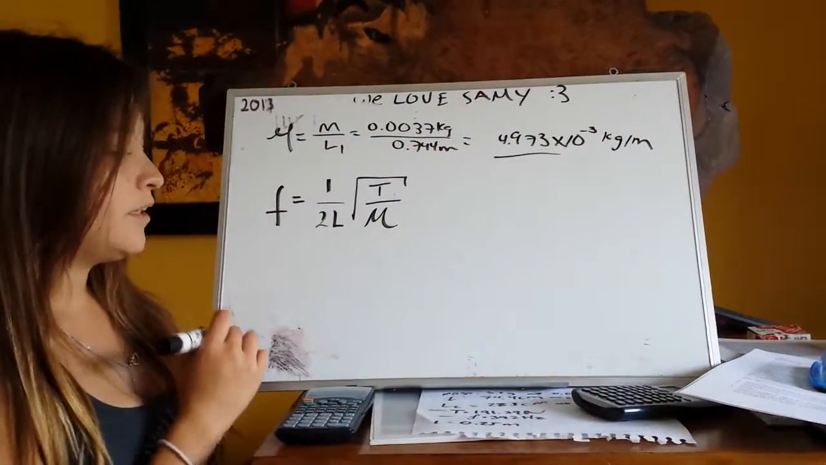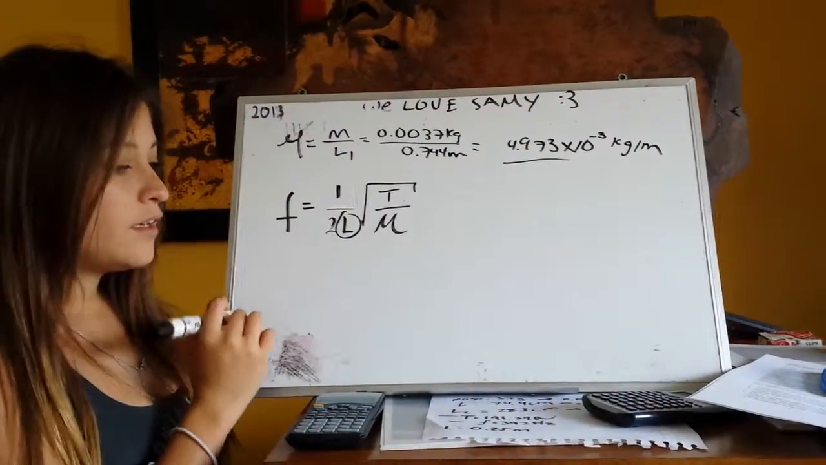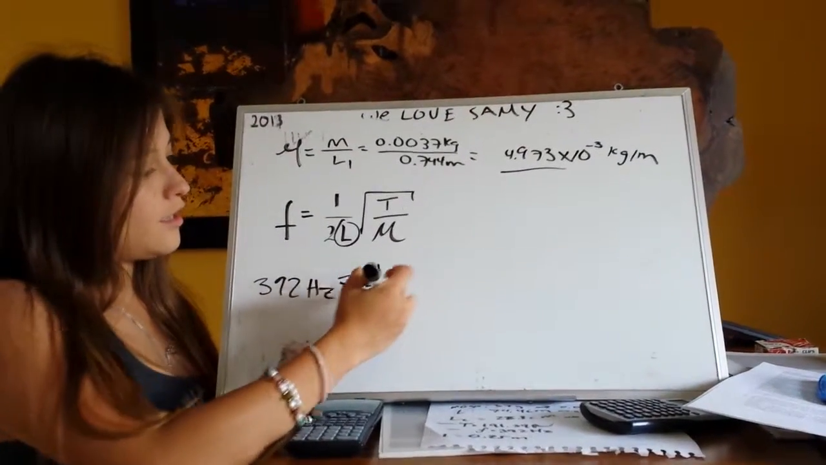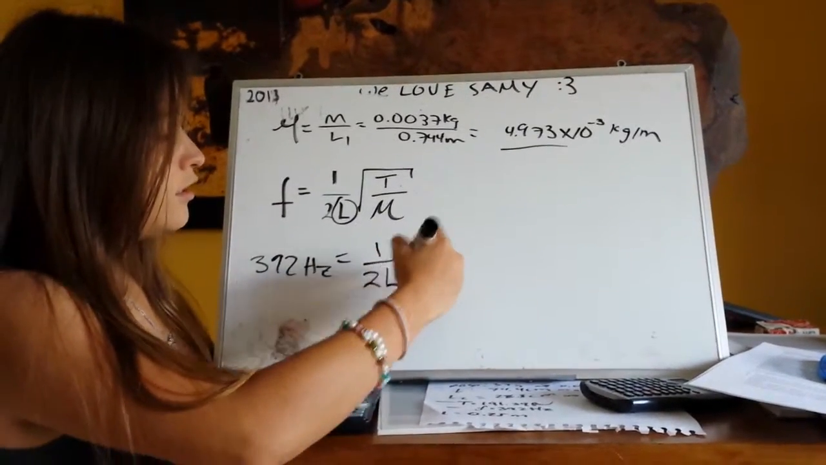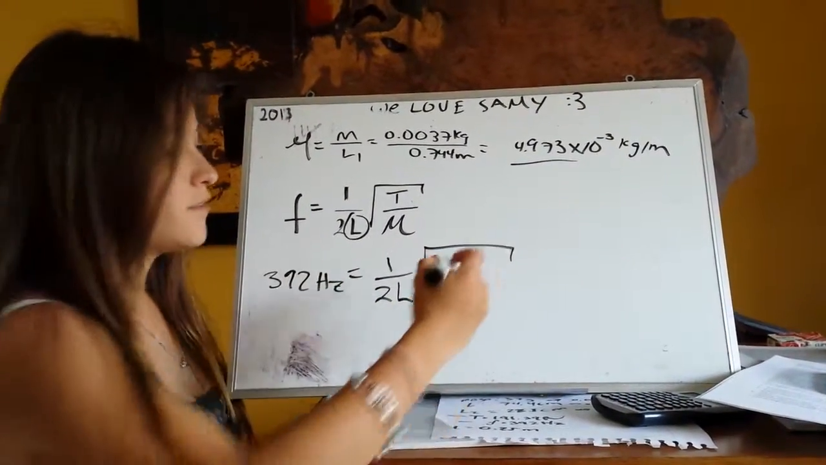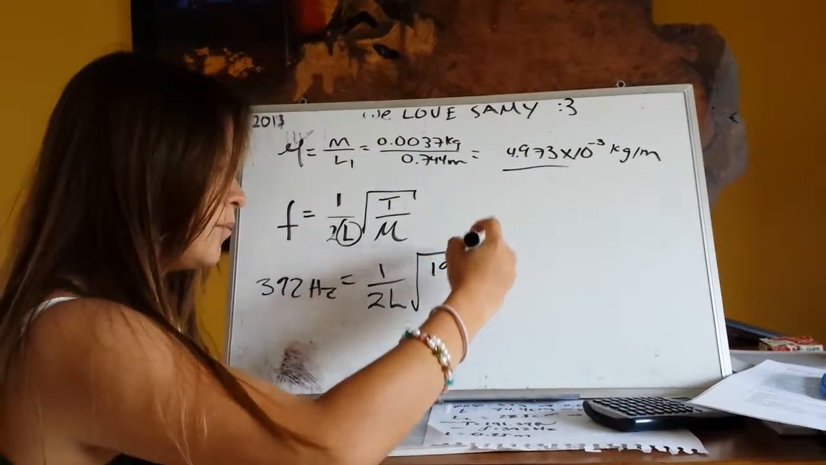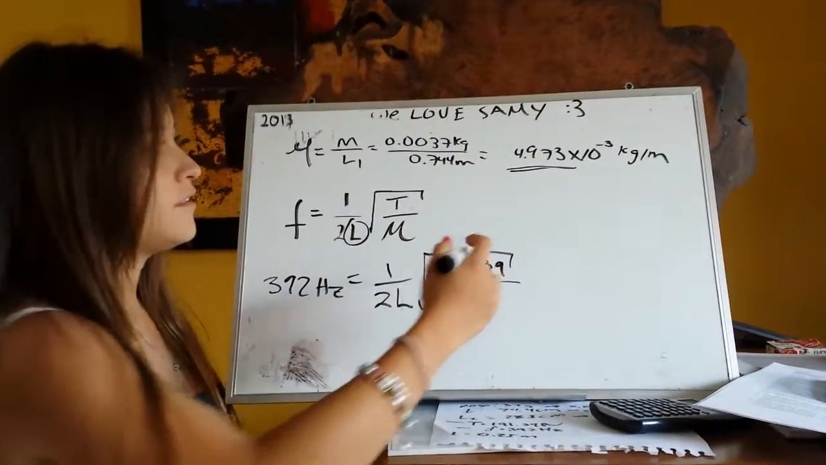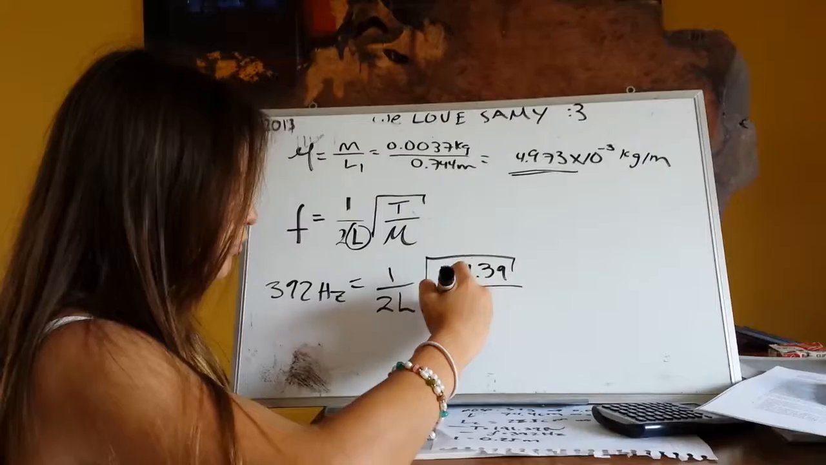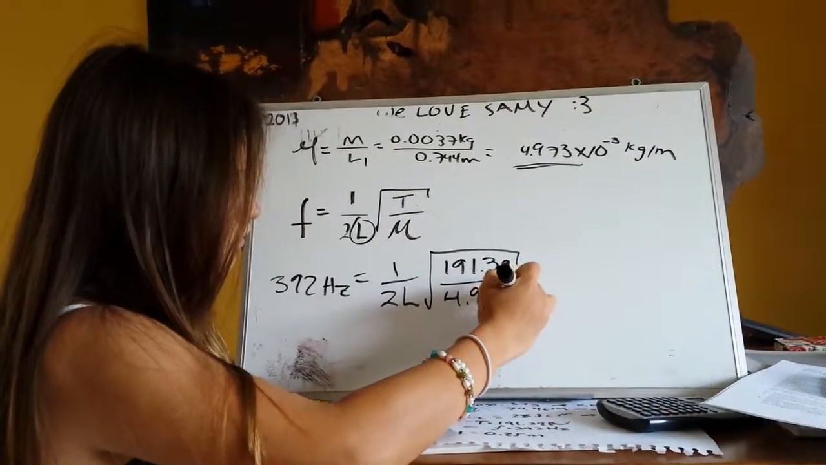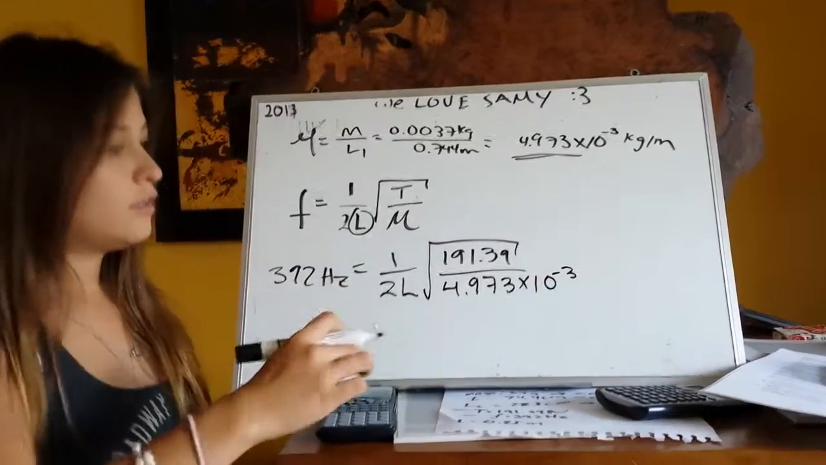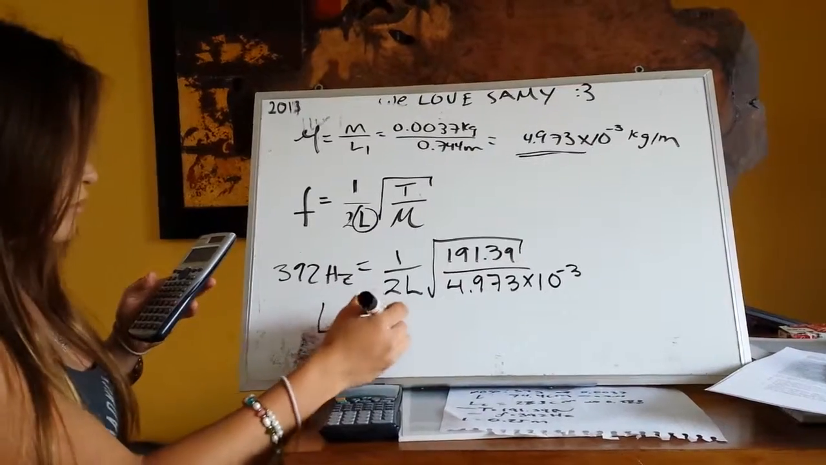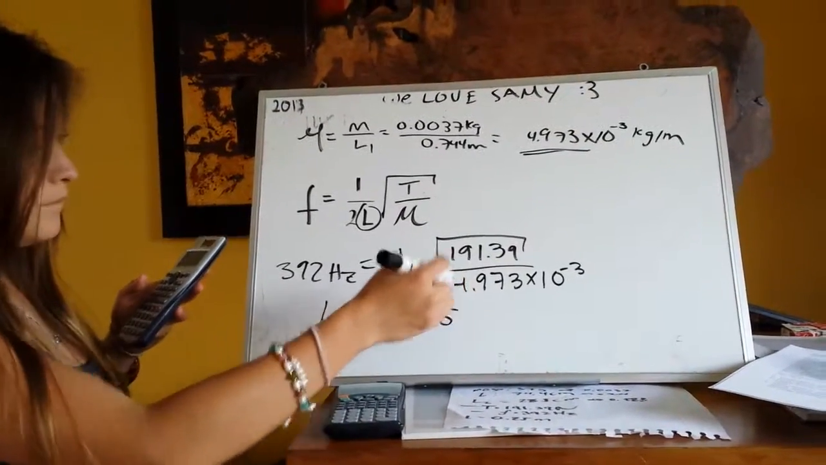In the second part of the experiment, we need to calculate the length with the frequency of 392 Hz. And since we have already calculated the tension in the first part of the experiment, which was 191.39 newtons, and we need to use the same linear density calculated in the experiment number 1. And we got that the length is equal to 0.25 meters.